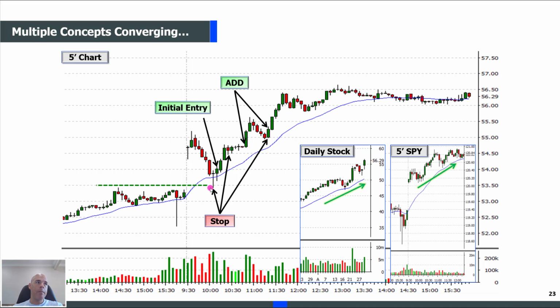What do we get? Bottoming tail. What do we get? Volume spike. What do we get? Doji bar. This is beautiful. This is a really nice textbook non-aggressive buy setup. Okay? It's perfect. It's in a daily uptrend.